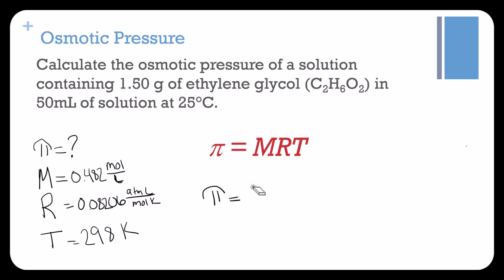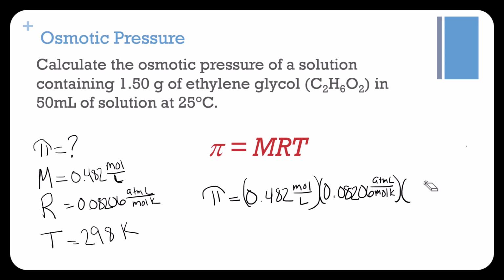So the osmotic pressure equals molarity, which is 0.482, times the ideal gas constant, times the temperature in Kelvin. All right, here's where our wonky units pay off. So looking at my units in this problem, I see Kelvin on the bottom and I see Kelvin on the top. Those cancel. I see liters on the bottom, I see liters on the top. Those cancel. And I see moles on top, moles on the bottom. Those cancel. The only unit that's left is atm. And we're solving for a pressure. So having the unit atm for our pressure makes a whole lot of sense.